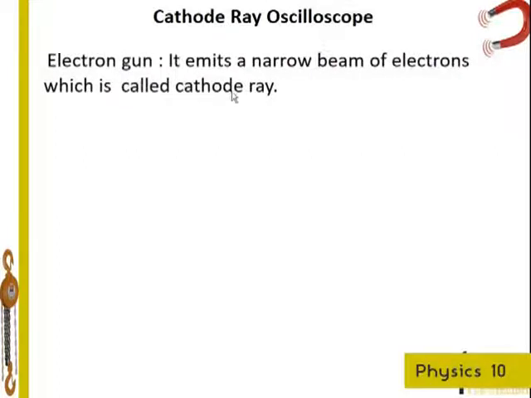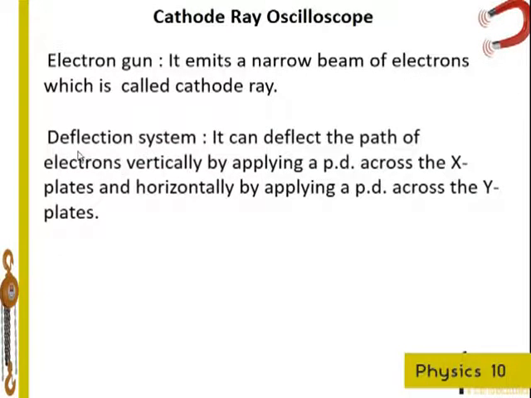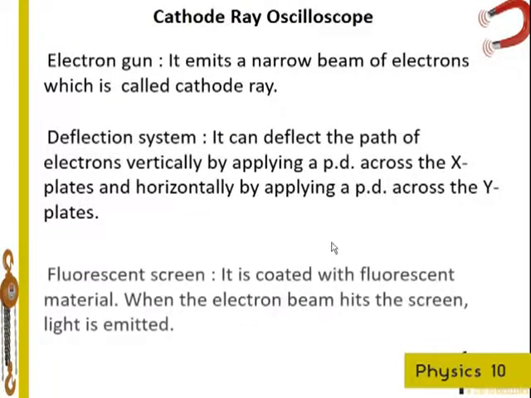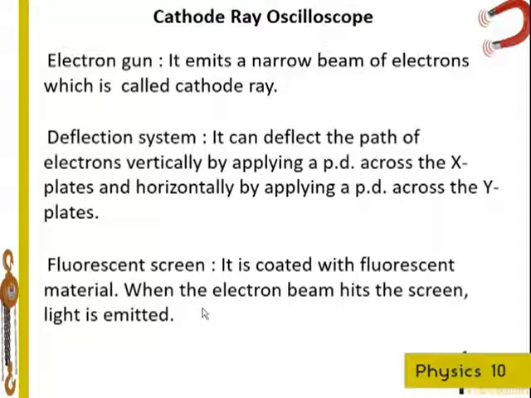So the electron gun emits a narrow beam of electrons, which are called cathode rays. The deflection system can deflect the path of the electrons vertically by applying a potential difference across the X plates, and horizontally by applying a potential difference across the Y plates. The fluorescent screen is coated with a fluorescent material, so that when the electron beam hits the screen, light is emitted from that fluorescent screen.